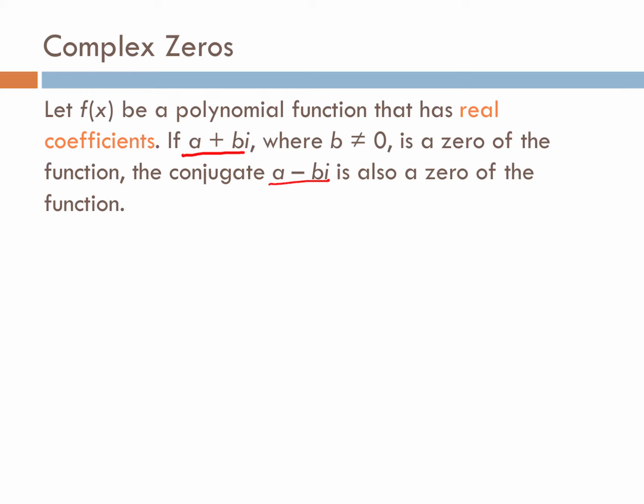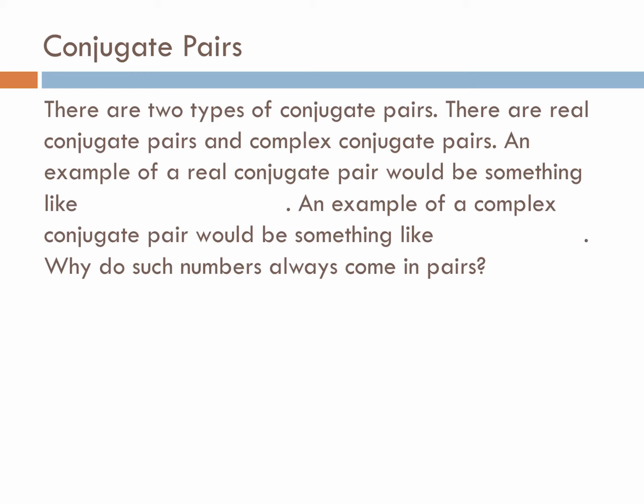So in our complex zeros, if a plus bi is a zero, a minus bi is also a zero. So you can't have one without the other one. They always come in pairs. There are two types of what we call conjugate pairs. The conjugate just means that they have opposite signs. There are real conjugate pairs and complex. Real means you'll just have radicals in your answer. Complex means you'll have an i in your answer.